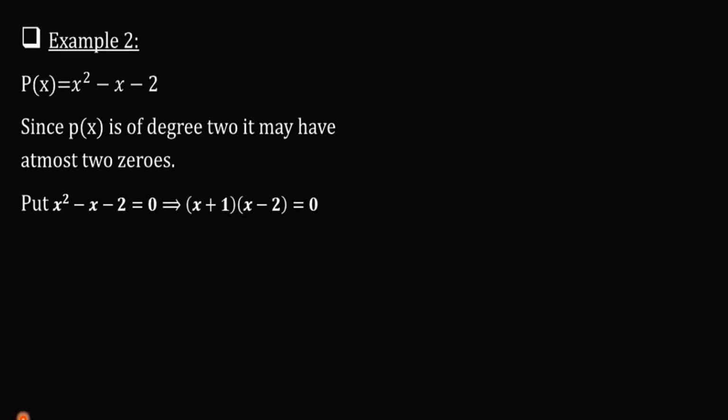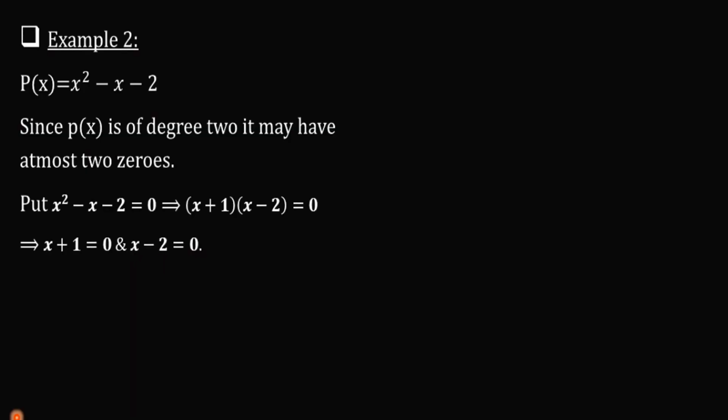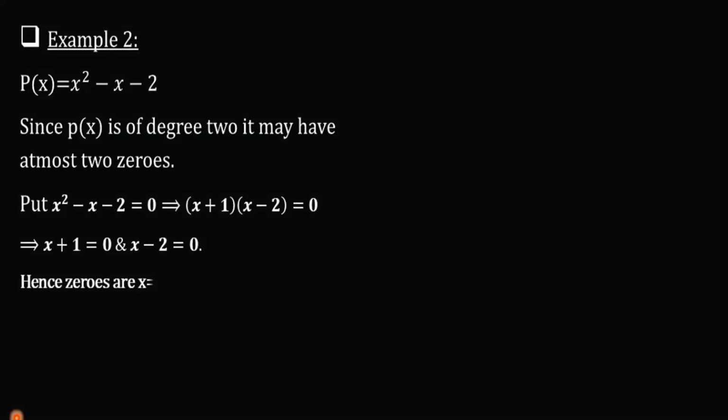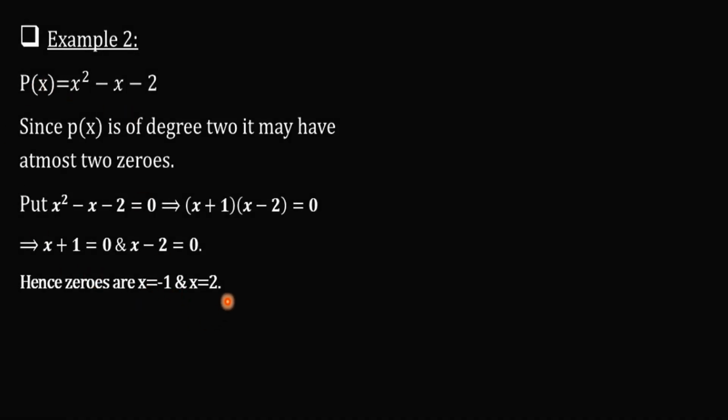Which implies x plus 1 equal to 0 and x minus 2 equal to 0. That is x equal to negative 1 and x equal to 2. So, the zeros of the polynomial are x equal to negative 1 and x equal to 2. Next, we have to find the geometric meaning of zeros of a polynomial. So, we have to draw the graph.